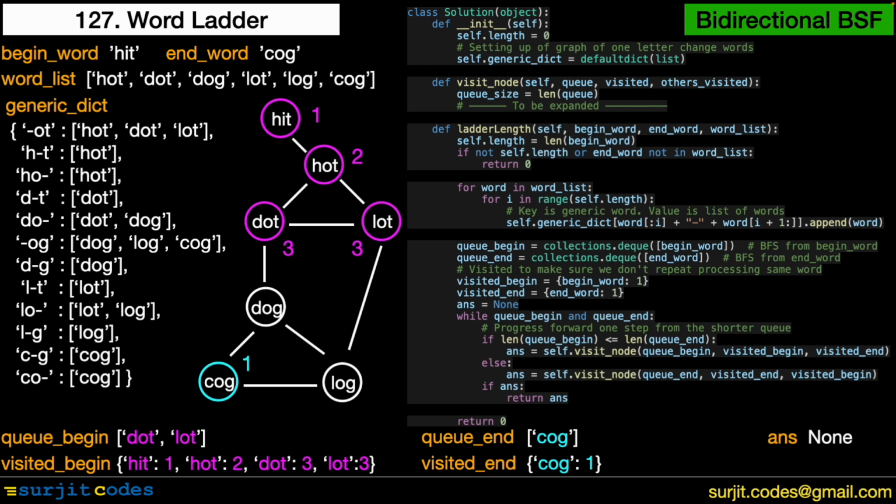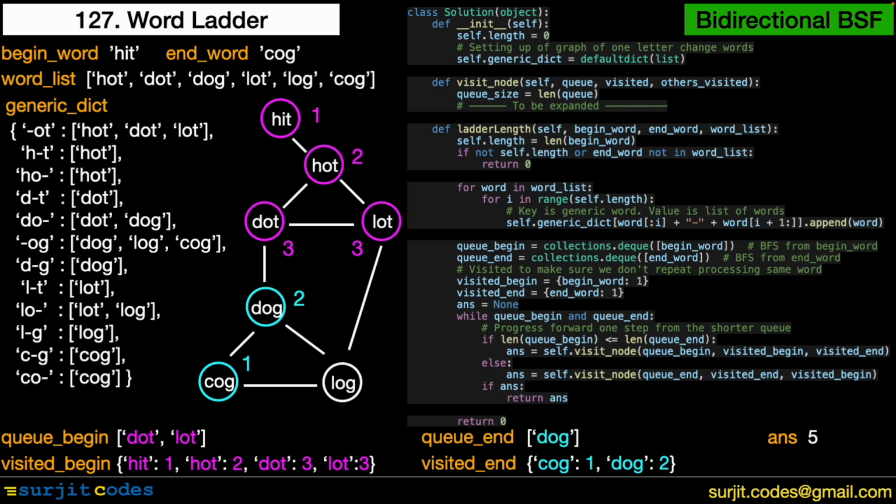In the next cycle, hot is extracted from queue begin, while dot and lot are added to it and also to visited begin. Note that queue end is now shorter than queue begin, so in the next cycle, cog is extracted from queue end. In this call, visited end will become visited and visited begin will become other visited. Dog is added to both queue end and visited end. Once again, queue end is processed. Its neighbor dot is present in the other path, so the process is terminated and 5 is returned. Ans becomes 5 this time, which is not none, so it is returned as the final answer.